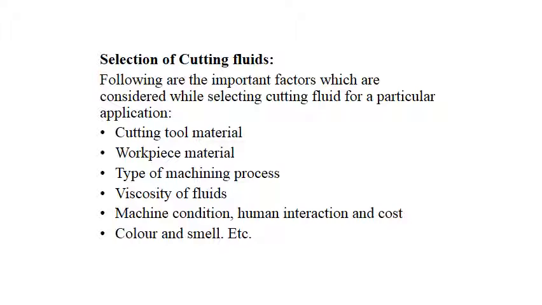Selection of the cutting fluids. On what basis do you have to select the cutting fluid? Following are the important factors to be considered before selecting the cutting fluid for a particular application. First one is the cutting tool material, which type of material is used to prepare the tool, and the workpiece material, the type of material, whether it is ferrous or non-ferrous. Type of machining process, which type of machining is done on that workpiece, is very important. Viscosity of the fluid and machine conditions, human interaction, cost, color and smell, etc. On that basis, you have to select the cutting fluid. It's very important. Methods of application of the cutting fluids: mist, flood and jet.